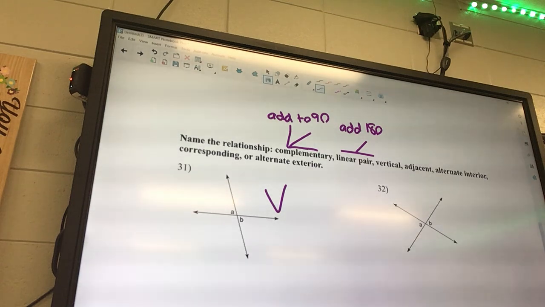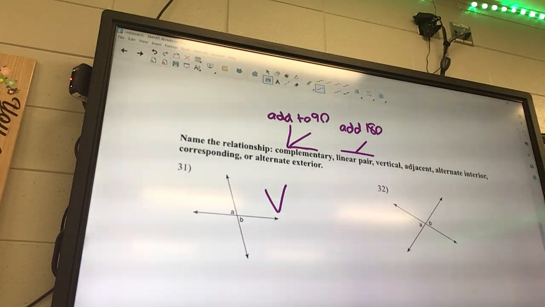Okay. Number 30. Huh? Number 30. I'm not doing number 30. I never do that side.